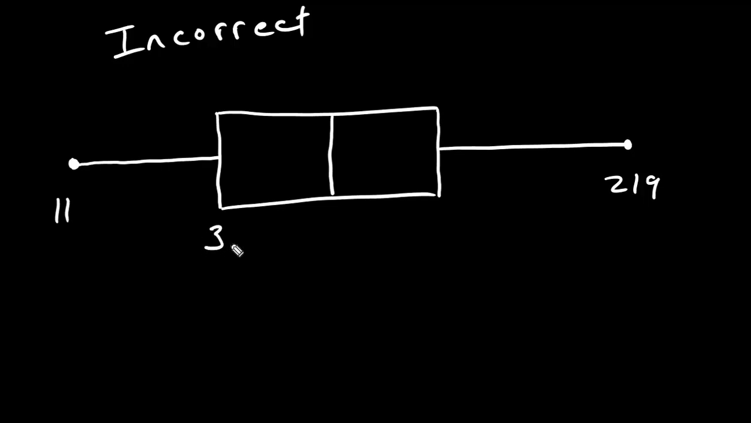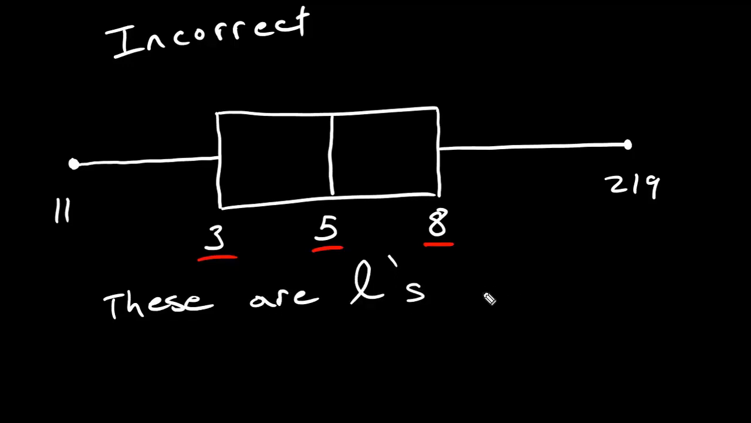All right, so let's say that we have something that looks like this. For this example, if you work through it and your box plot looked like this, this would be incorrect. And the problem here is your quote-unquote quartiles. So 3, 5, and 8. These are locations, not quartiles.